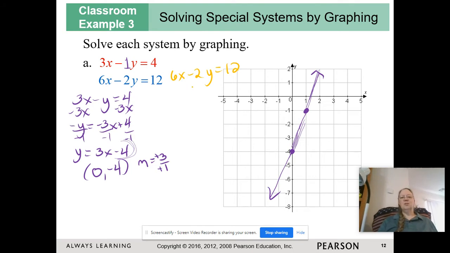All right. So this one, it doesn't have a 1 here. So let me just go ahead and plug in 0. Okay. So if I plug in 0 for x, this is going to be gone. I get negative 2y is equal to 12, or y is equal to negative 6. Okay, right there. Plug in 0 for y, so I have 6x, this is going to become a 0, is equal to 12, so x is equal to 2.